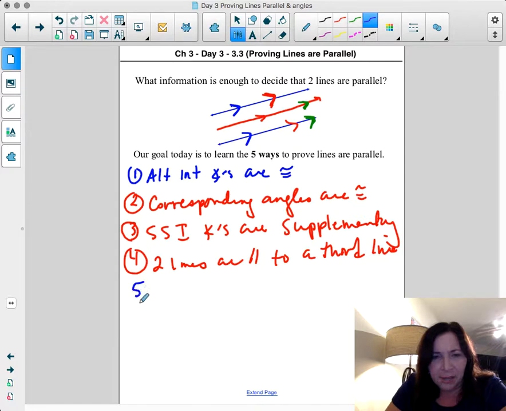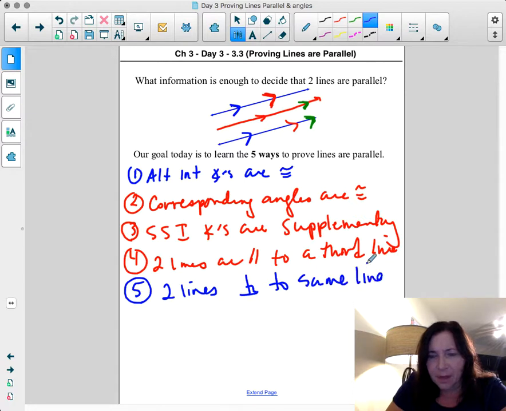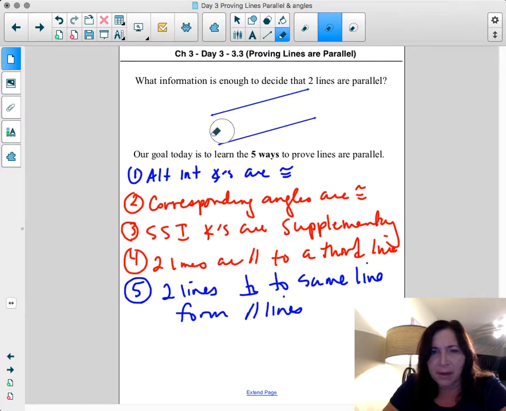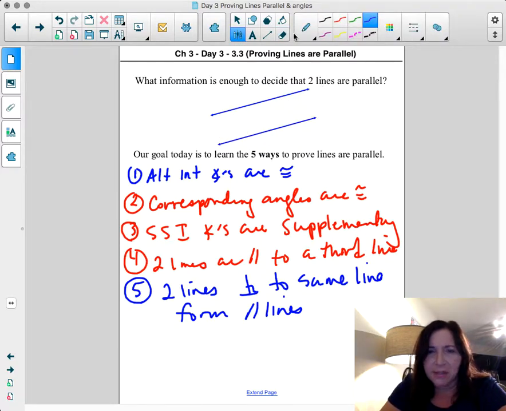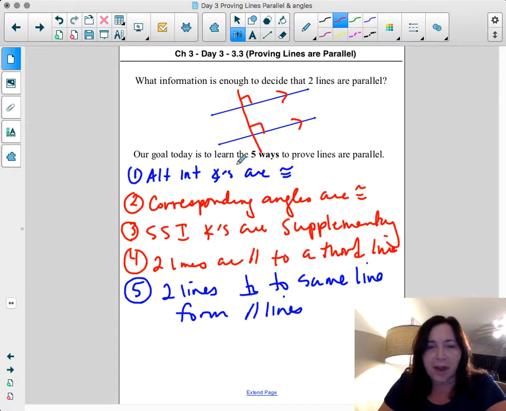The fifth way to prove two lines are parallel is to show that two lines perpendicular to the same line form parallel lines. So say form parallel lines. And what that would look like is this. If you were to have two lines perpendicular to the same line, this one and this one, that would mean that these two lines would have to be parallel. And so those are the 5 ways that you would prove two lines are parallel.